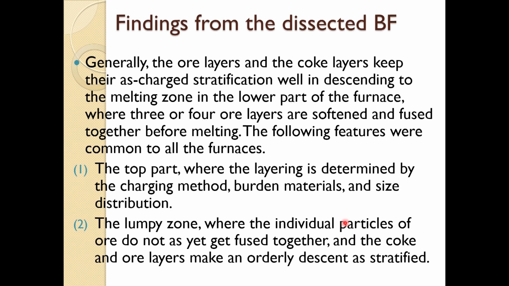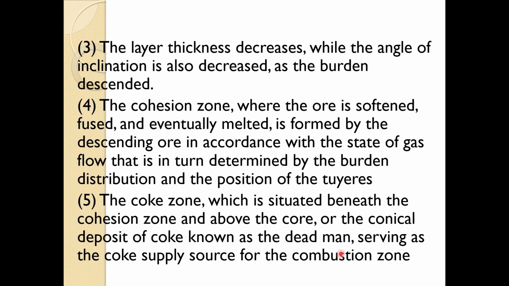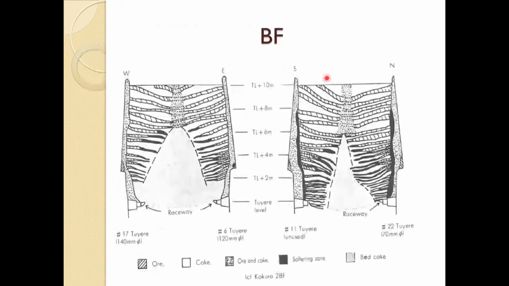So, it does not pose that much problem to the permeability of the blast furnace and further reduction of the charge. The layer thickness decreases while the angle of inclination is also decreased as the burden descends. I think you might have noticed this: you can see how big the inclination angle is at the starting of the layer, but as it comes down this decreases, and of course, the thickness of the layers is also decreasing.